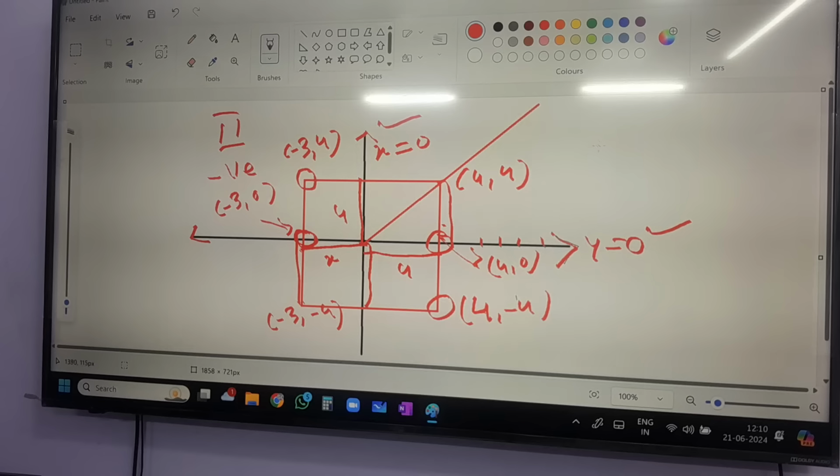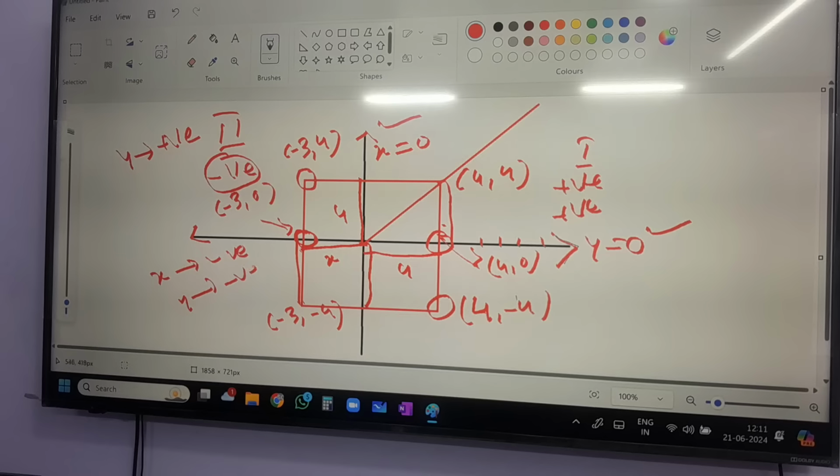So in summary, in the first quadrant both x and y are positive. In the second quadrant, x is negative and y is positive. In the third quadrant, both x and y are negative. And in the fourth quadrant, x is positive and y is negative.